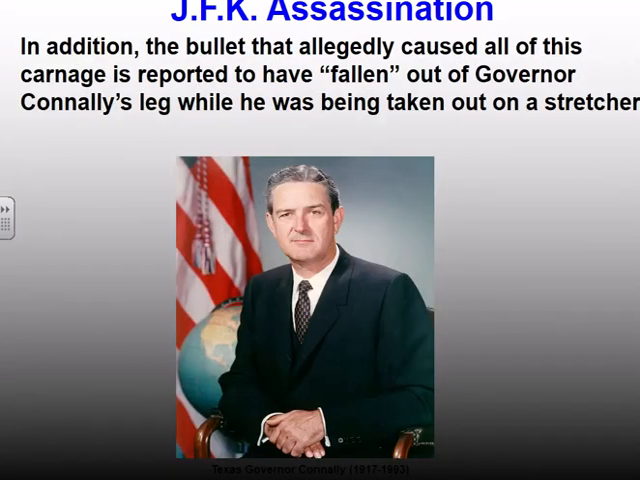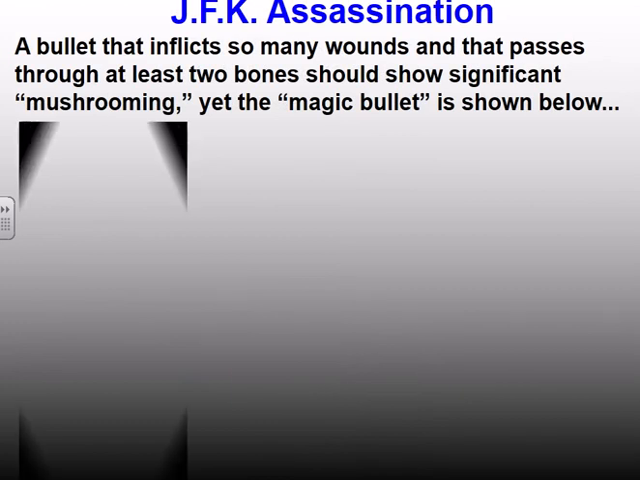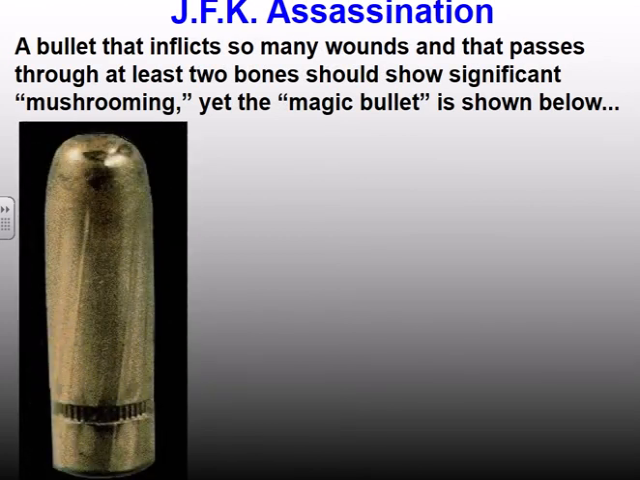In addition, that bullet that would have gone through the president's back and neck, the governor's rib, and then wrist, fell out of the governor's leg onto his stretcher, and a CIA agent then turned it in. This bullet is not only magic because of what it does, but because of how it looks. This is a picture of the actual bullet, there's this little dent here, and if you were to see a side profile of it, it is a little flattened.